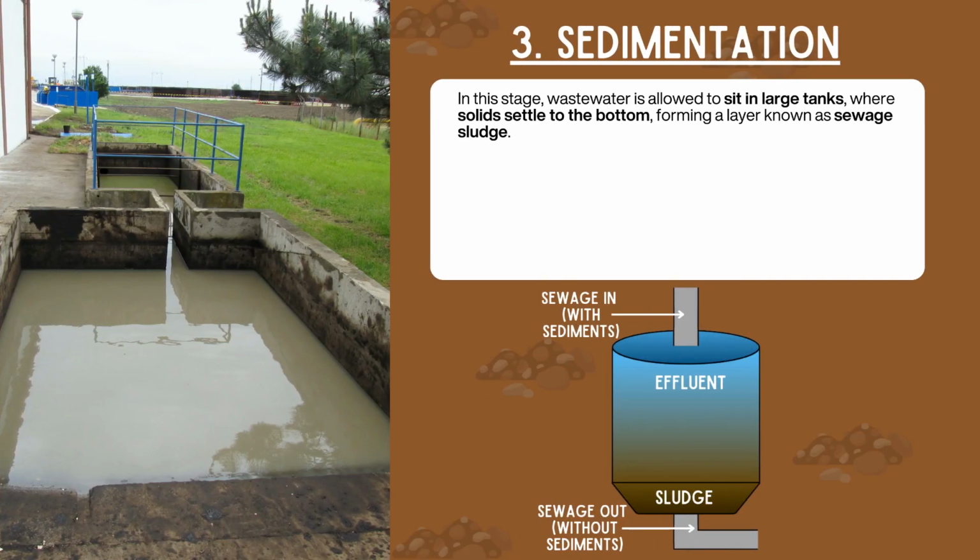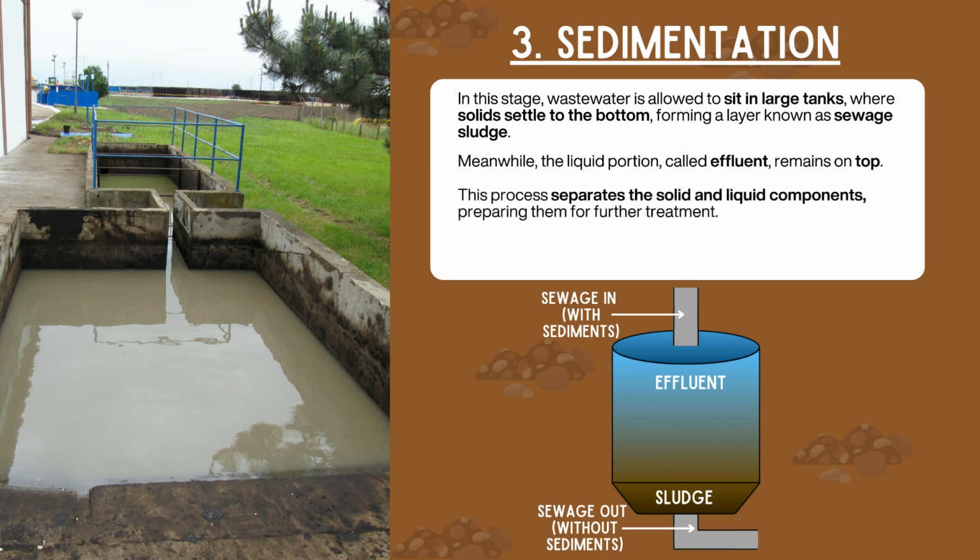Next comes sedimentation. In this stage, wastewater is allowed to sit in large tanks, where solids settle to the bottom, forming a layer known as sewage sludge. Meanwhile, the liquid portion, called effluent, remains on top. This process separates the solid and liquid components, preparing them for further treatment. Think of it as letting muddy water settle until the mud collects at the bottom and clearer water is left on top.